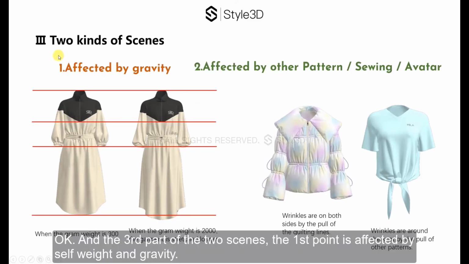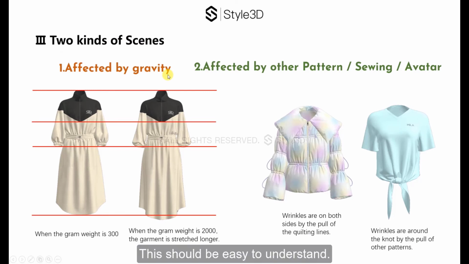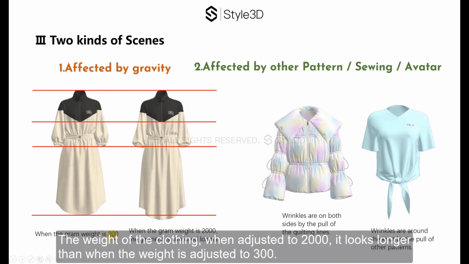Okay, and the third part, the two scenes. The first point is affected by self-weight and gravity. This should be easy to understand. The weight of the clothing when adjusted to 2000, it looks longer than when the weight is adjusted to 300.